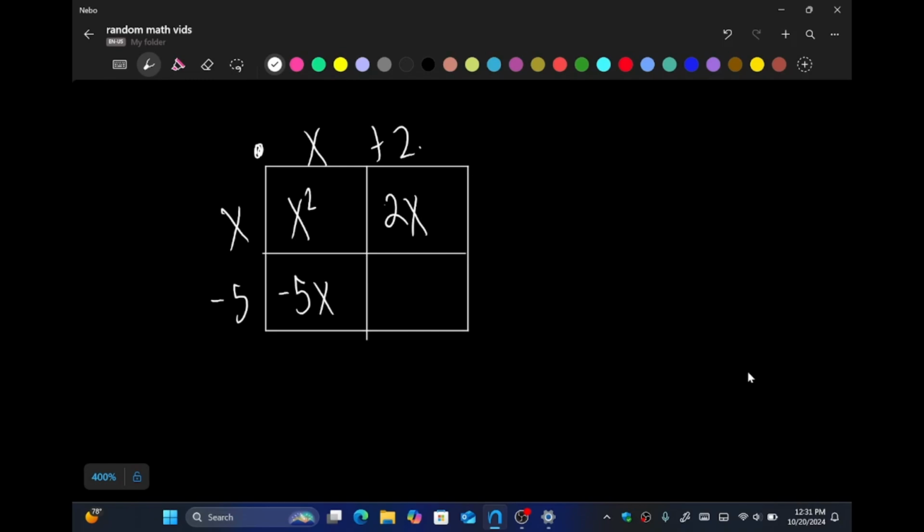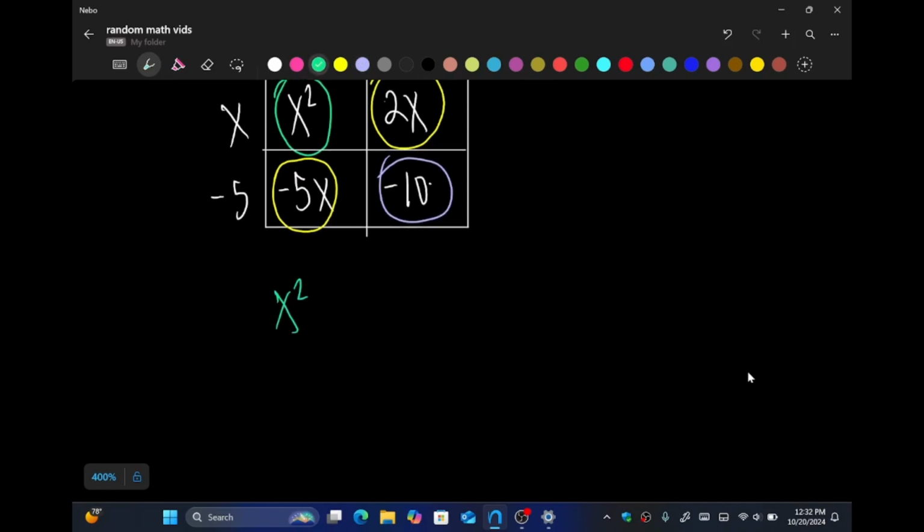The reason why I'm doing it this way at this point is because if you have questions over the previous ones, or if you have questions over this one, just look at the previous problems and just kind of go with that. But basically, you're going to just do this, and then finally, we're just going to list out our terms. So x squared, 2x, negative 5x, and then negative 10. So we have x squared, and then plus 2x, minus 5x, minus 10, right?